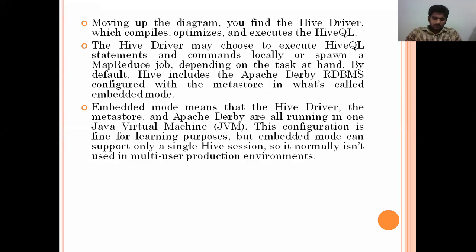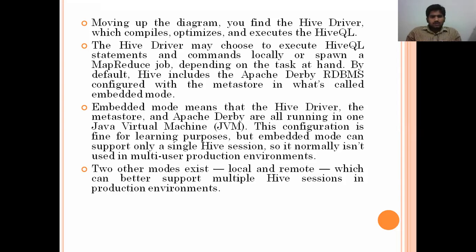The simple meaning is that single purpose means it works with a local system. Only the local system data is taken and processed. So it is not fully distributed; it is simply embedded with the local system. The two other existing modes are local mode and remote mode. I already told you, no? So local mode, remote mode, and embedded mode. These two other modes can better support multiple Hive sessions in a production environment.